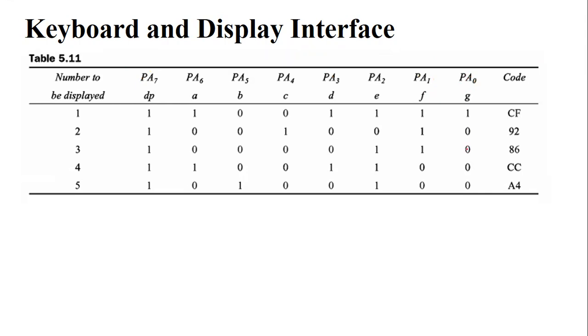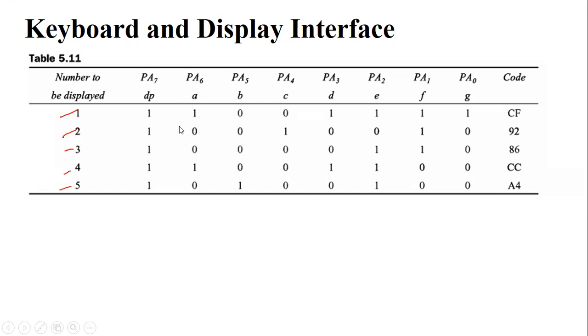The 0th pin is connected to the G. Whenever you connect this, it shows a number. What is the number for this one? What is the code for this display? This is 1, 2, 3, 4, 5. The number to be displayed. How is the number to be displayed?